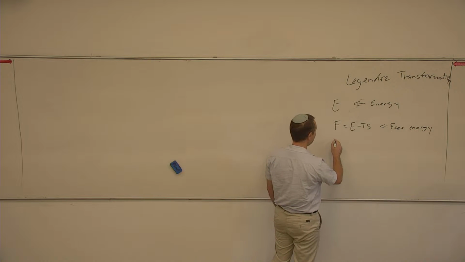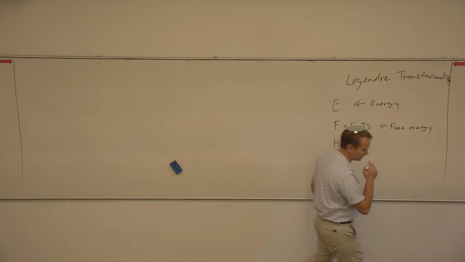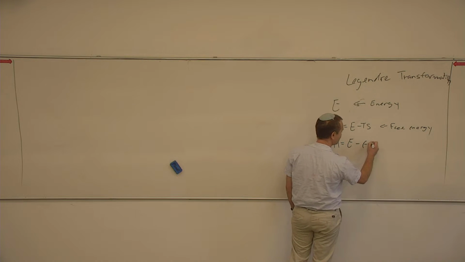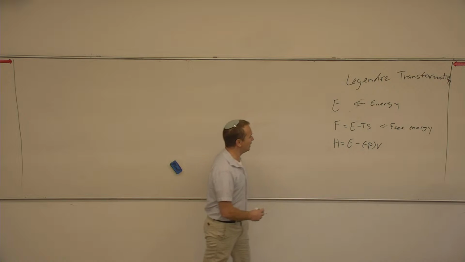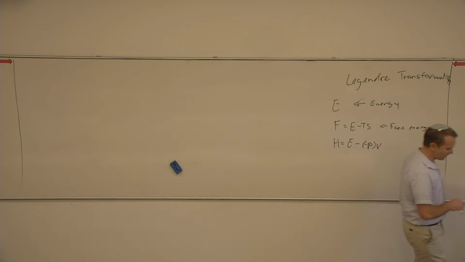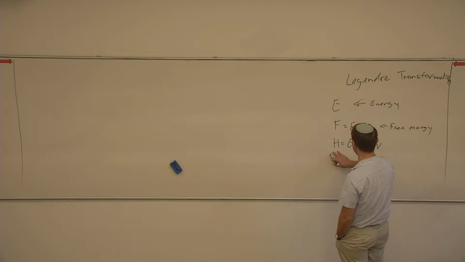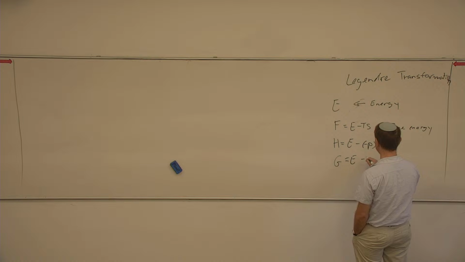What else did we have? Enthalpy, right? How did we define it? F plus PV, so E plus PV. Then we had the Gibbs potential, right? What was the Gibbs potential? It's F minus PV. So Gibbs was E minus TS minus PV.